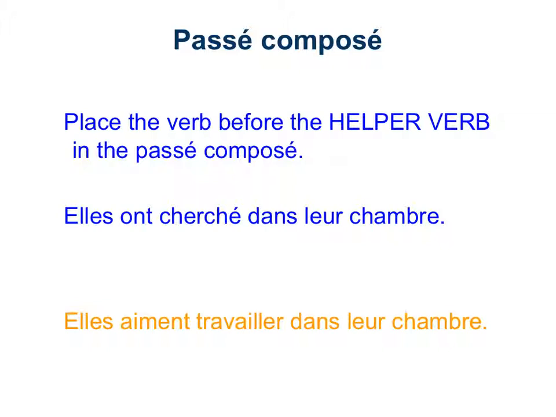Now, passé composé. Passé composé also involves two verbs, but this time both those verbs are really just one. They're acting together to make one tense. And so the first verb is just the helper verb. It's only there to help that second one. So what we would do in the past tense is place the pronoun before the helper verb in the passé composé.